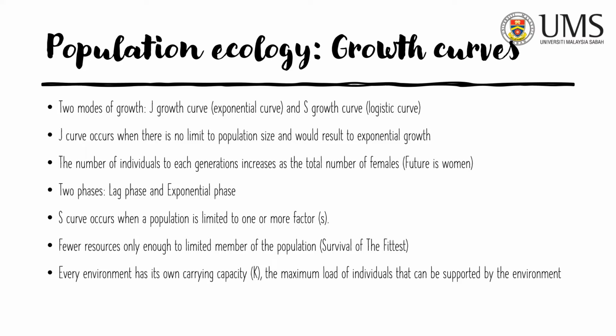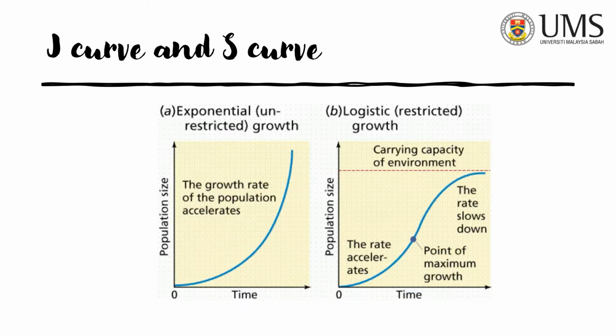So in the S-curve, the population size will be limited by many factors. It won't go exponential. It will have the stagnant phase, the plateau phase. Every environment has its own capacity, the maximum load of individuals that can be supported by the environment.